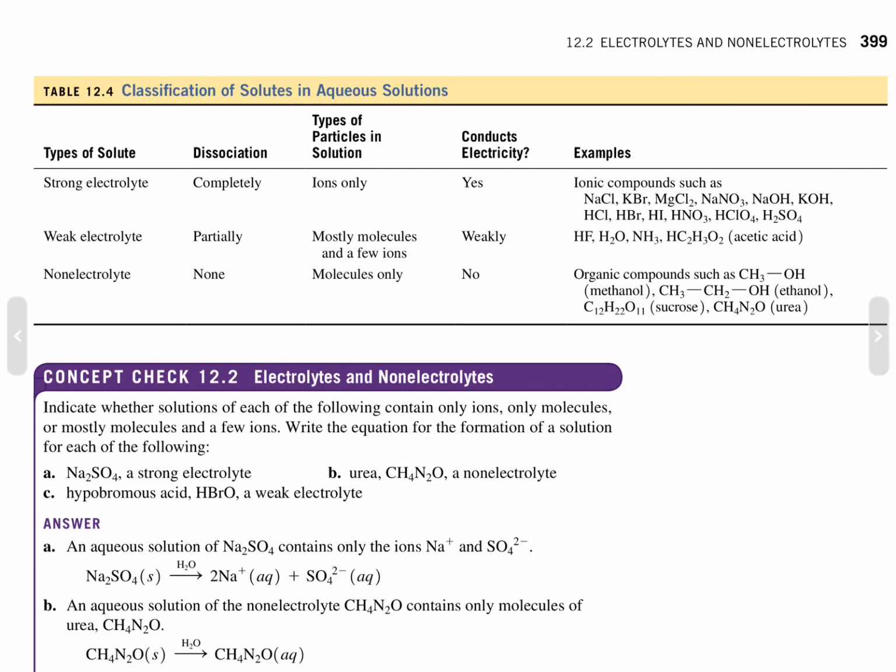Weak electrolytes partially dissociate, existing mostly as molecules with a few ions, and they weakly conduct electricity. Examples are hydrofluoric acid, water, ammonia, and acetic acid. Non-electrolytes do not dissociate at all. They only exist as molecules and they do not conduct electricity. Most organic compounds, including sugar, are examples of non-electrolytes.